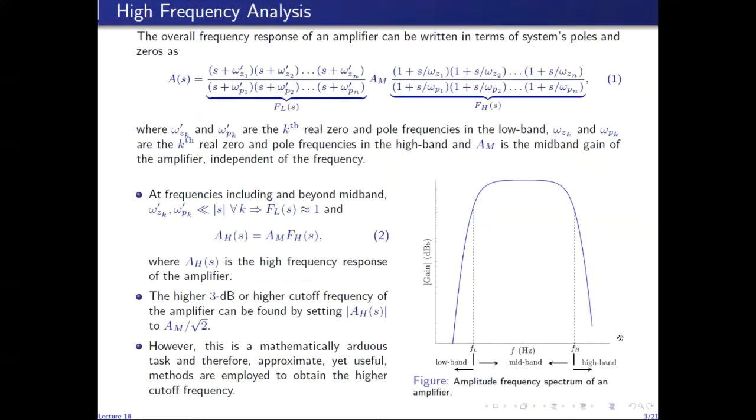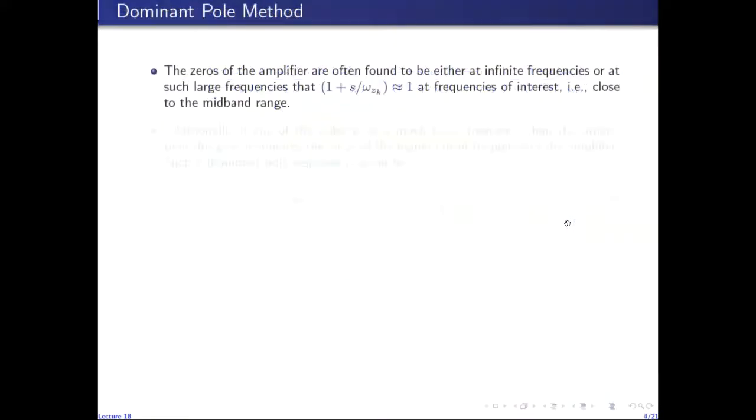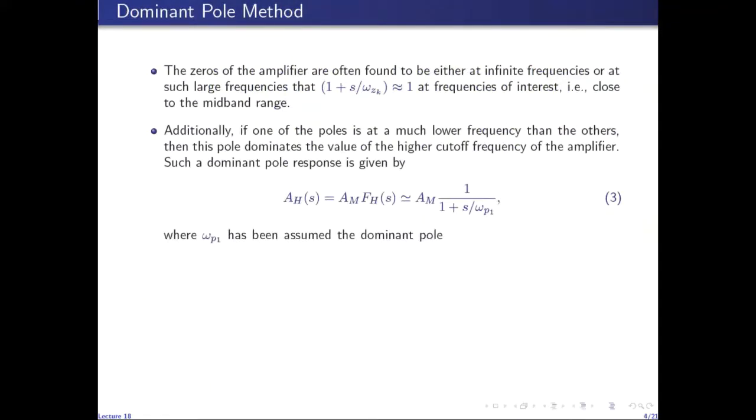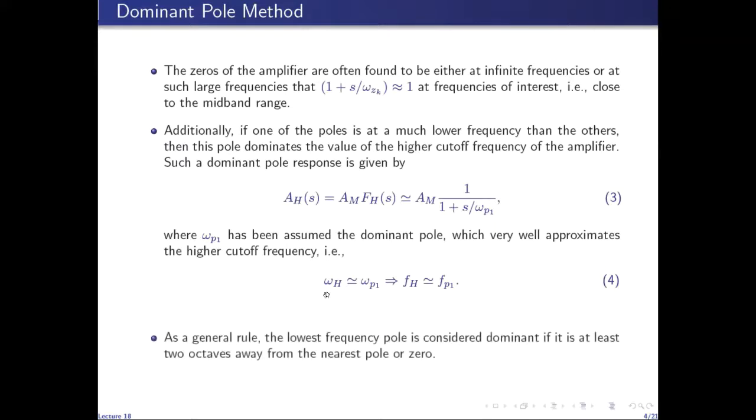So if this FH is very close to FP1, and all the other pole frequencies are at much higher frequency, then within this frequency range of interest, all of these factors, which correspond to the pole frequencies other than the dominant pole, will be approximately 1, because all of these ratios S over omega p will be approximately 0 within this frequency range because of the dominant pole response. So the higher frequency response of the amplifier will be determined by the dominant pole, omega p1, which will also estimate the higher cutoff frequency of the amplifier.